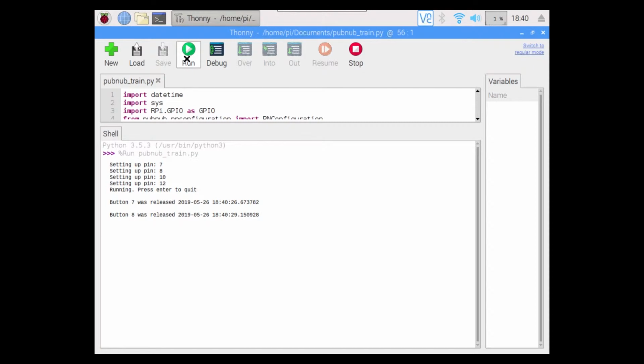Here we can see what's running on my Raspberry Pi. Every time a train passes through one of the buttons, a log message is outputted and we publish the message to PubNub.